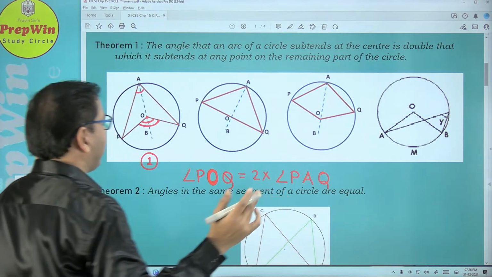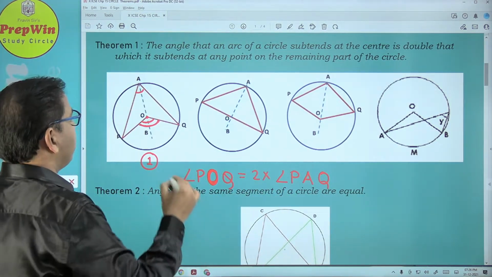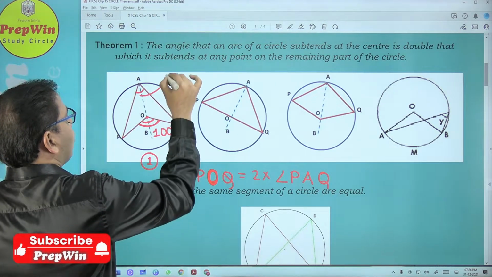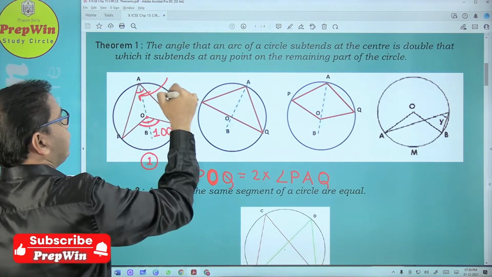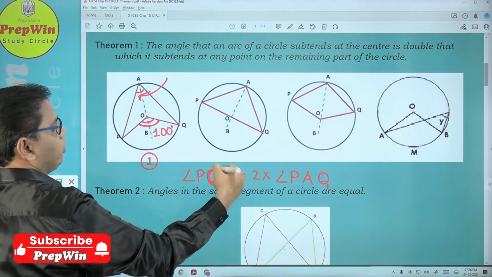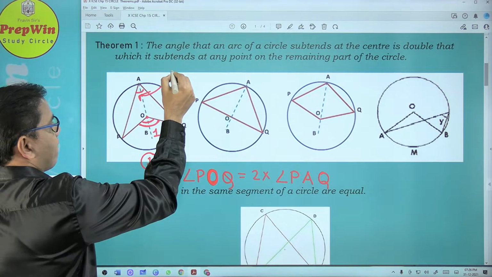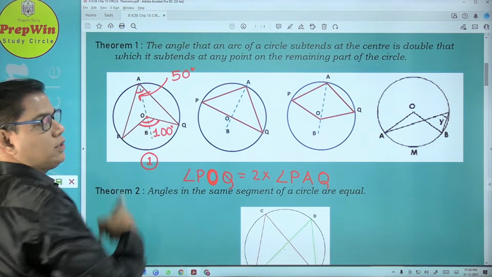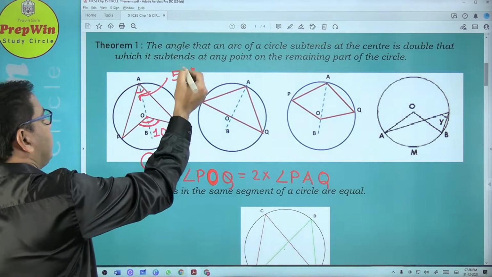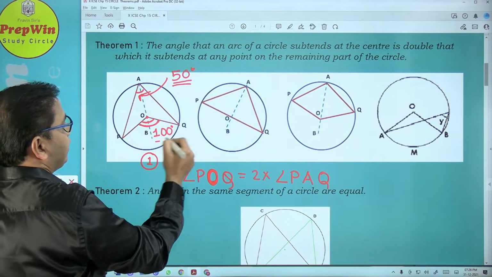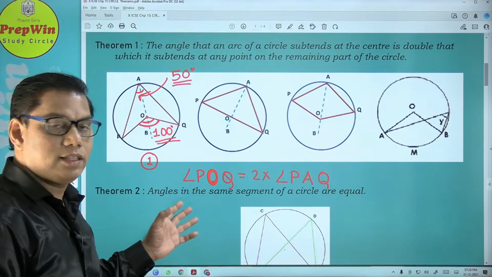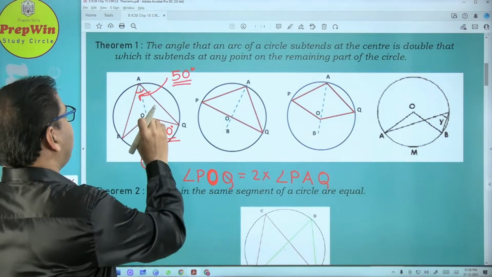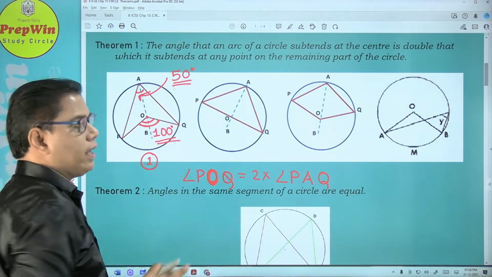Now exam में क्या होगा? Don't expect such an easy question. But if I say central angle is 100 degrees, so how much is angle PAQ, the angle on the circumference? Can you use this theorem and tell me? Sia? 50 degrees. This is 100, so this will be 50. Vice versa, if this is given as 50 degrees, then this will be 100 degrees. Sia, this example was for you as a number. So in examination you are going to get a question related to numbers like this.